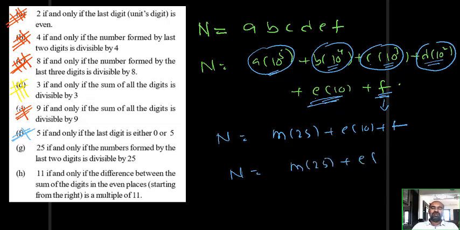So in a given number, if the 2-digit number formed by the last 2 digits is divisible by 25, the total number is divisible by 25. So automatically, the 2-digit number EF may be either 00 or 25 or 50 or 75. Okay, that I wrote here. So a number is divisible by 25 if and only if the number formed by the last 2 digits is divisible by 25.